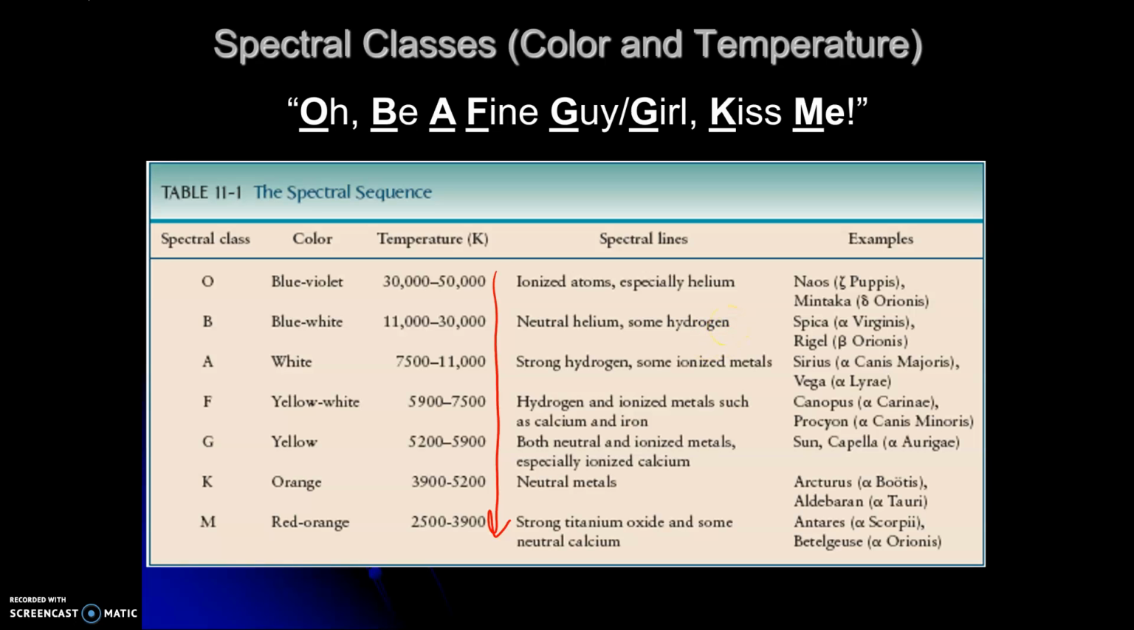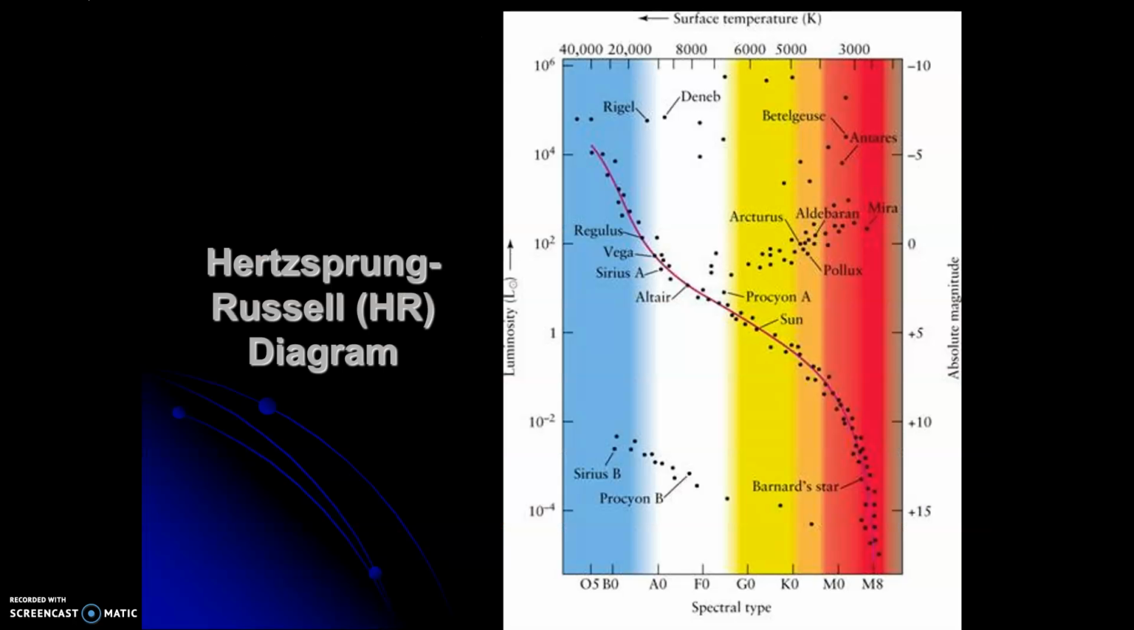Neutral helium and some hydrogen for our blue-white stars. Strong hydrogen with some metals. For our yellow stars, we see hydrogen and ionized metals. We see neutral and ionized metals, neutral metals, and then titanium oxide for our coolest stars, for our spectral lines. And bringing back our favorite diagram here.